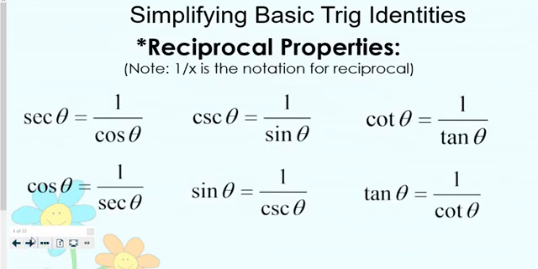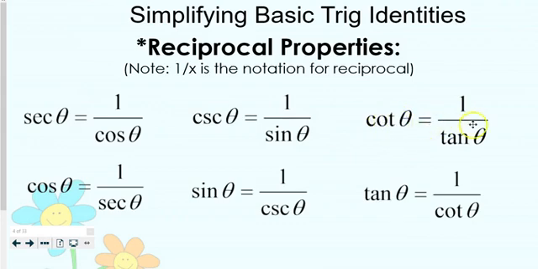And also our reciprocal properties, which we have already learned about. And 1 over x is the notation for a reciprocal. Secant is the reciprocal of cosine, or 1 over cosine. Cosine could also be written as 1 over secant. Cosecant is the reciprocal of sine, or 1 over sine. And sine is 1 over cosecant. They're reciprocals of each other. And cotangent can also be written as 1 over tangent, and tangent can be written as 1 over cotangent. These ones here on the bottom, we're not going to be using as often. Mostly we will be using our secant, cosecant, and cotangent, using those reciprocals.